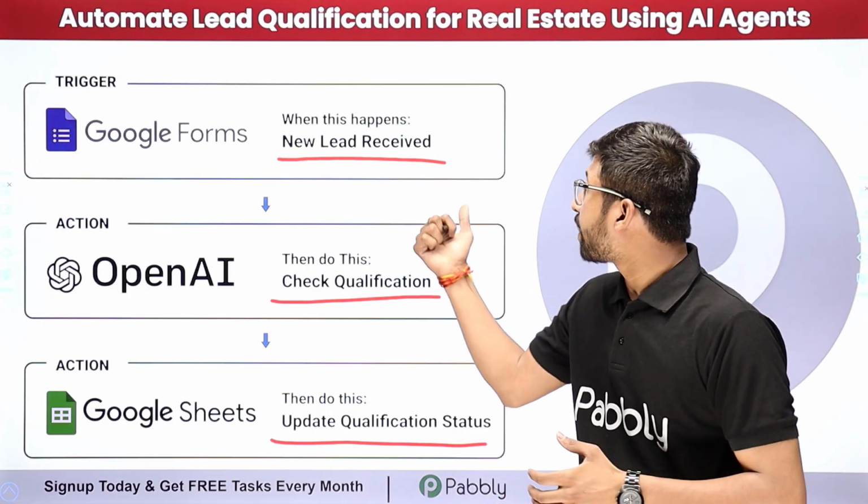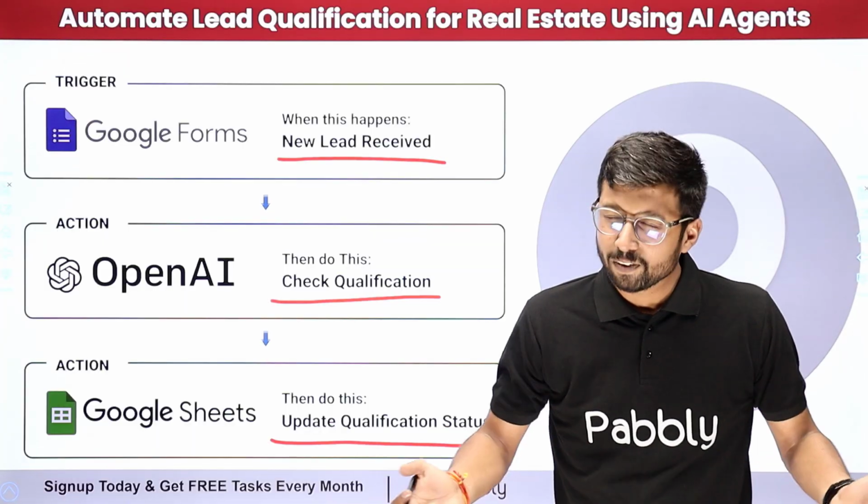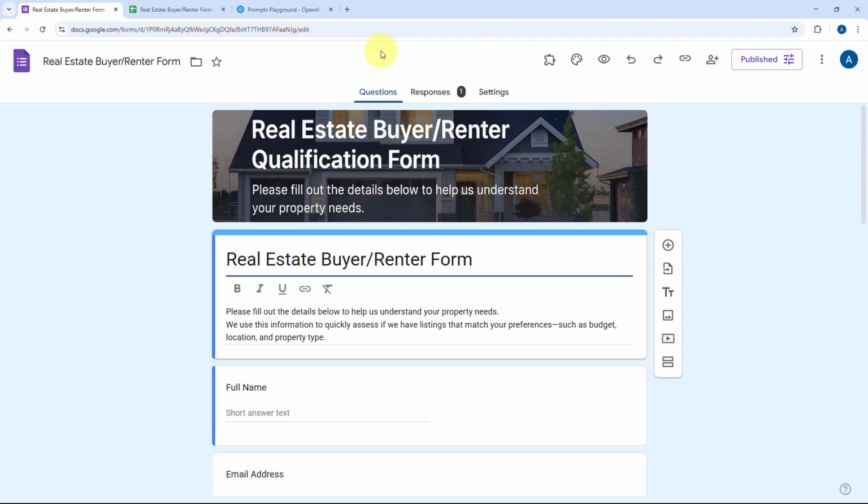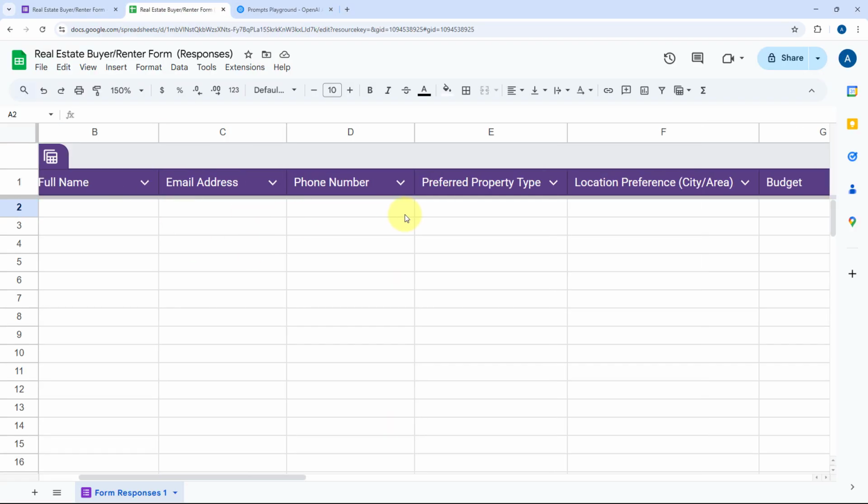Now, if you want to know how you can create this AI agent all by yourself, for that, let me just take you to my screen. So as you can see, this is a lead form which I've created using Google Forms. And the Google Form responses, the leads which I'm getting from this Google Form, are stored in this Google spreadsheet.